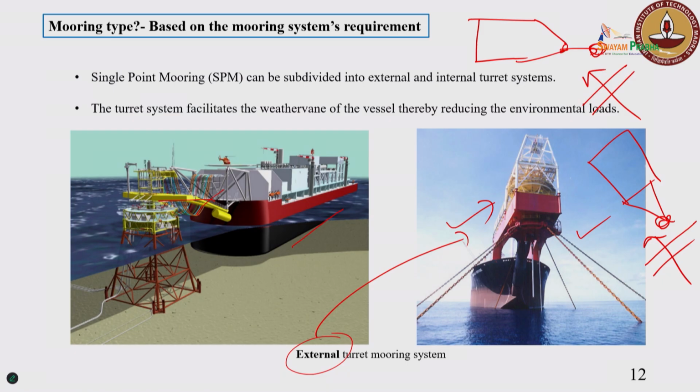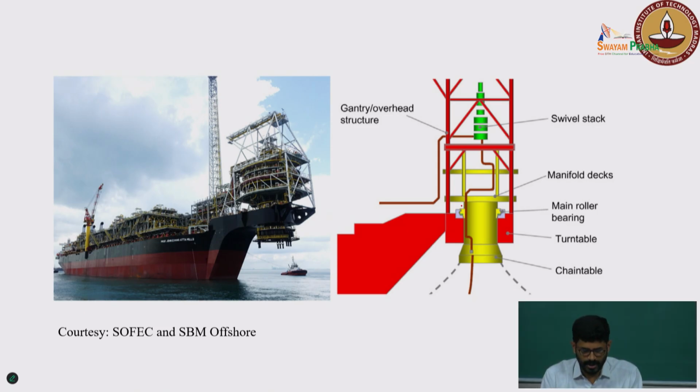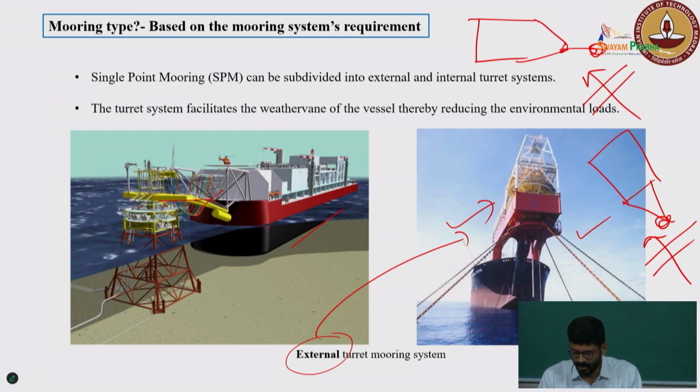Much of the time you see in the real world people adopting the external turret system, right. So this is also an external turret system, right. Then how is this staying in place? So now the question, you can see that the moorings are outside, right. This is a single point mooring we say, basically, correct, it is outside, all these things are outside, correct.